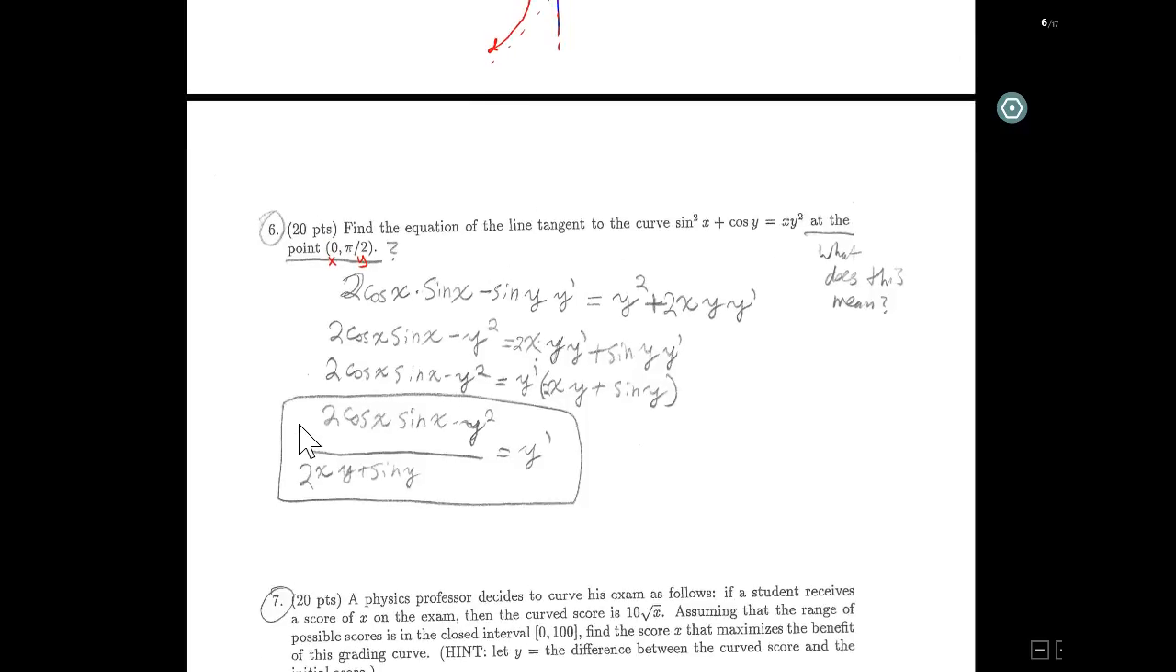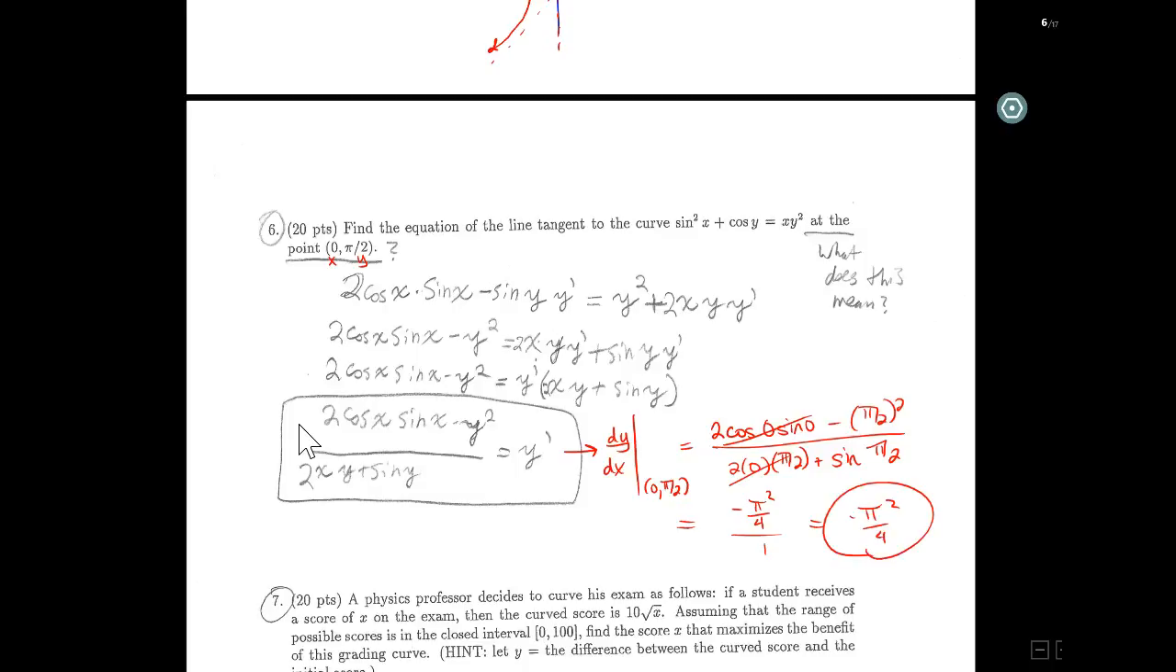Okay, so basically I want to evaluate dy/dx at the point (0, pi over 2). So I have 2 cosine of 0, sine of 0, minus pi over 2 squared, all over 2 times 0 times pi over 2, plus sine of pi over 2. Well, this was all 0, this is all 0. So I have negative pi squared over 4. And sine of pi over 2 is 1. So that's it. Negative pi squared over 4.